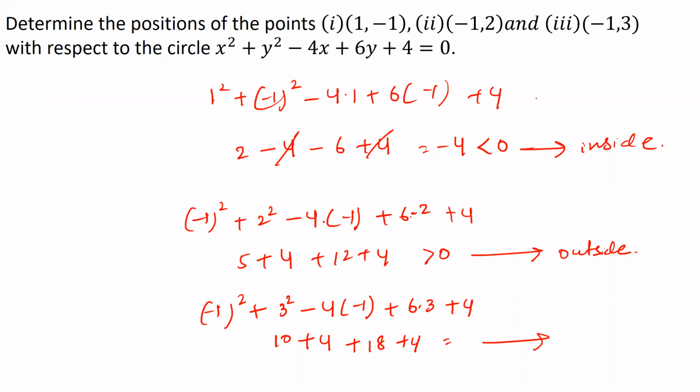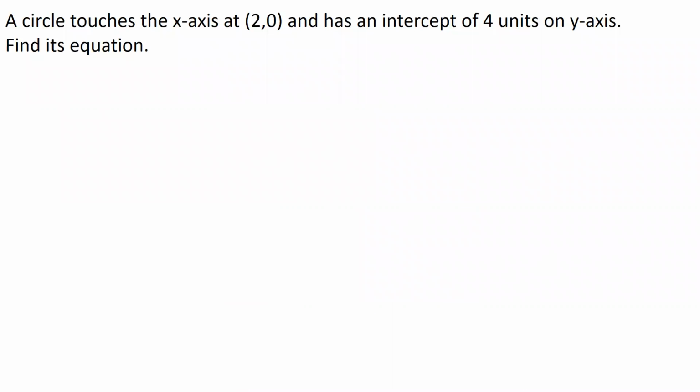Now let me give you an exercise. Take one more point, say for example minus 1 comma minus 3, and prove that this point lies on the circle. What you have to do is just plug in these values and then verify if the left hand side turns out to be equal to 0, because the point lies on the circle. So this is an exercise. Try to complete it yourself.